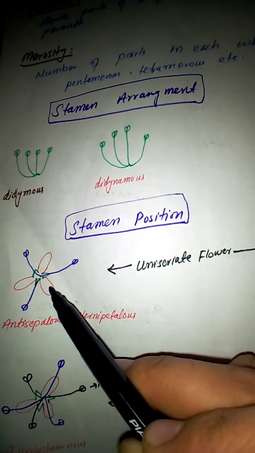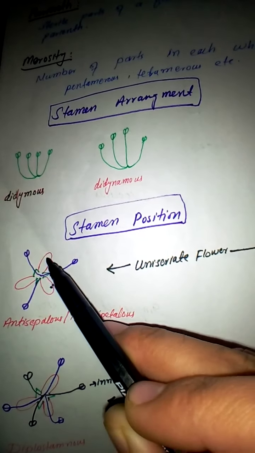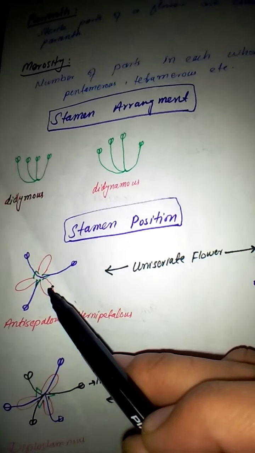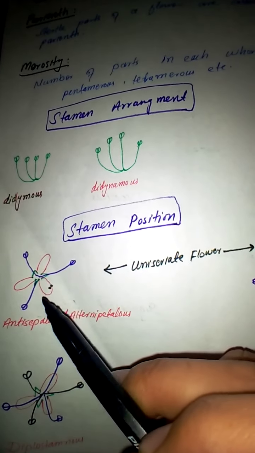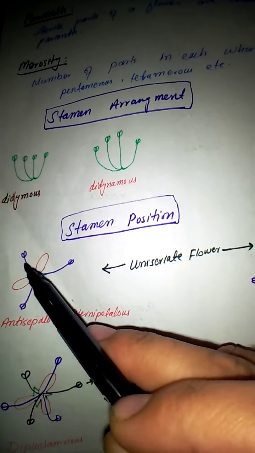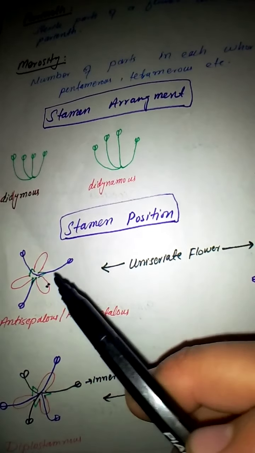This is the petal, this is the stamen, this is the petal, this is the stamen. So in an alternate way, the petals and the stamens are present, so such position of stamen is known as alternipetalous.